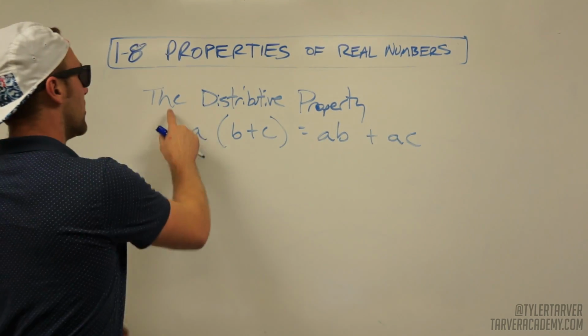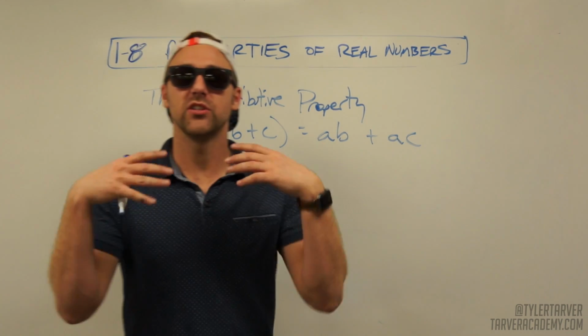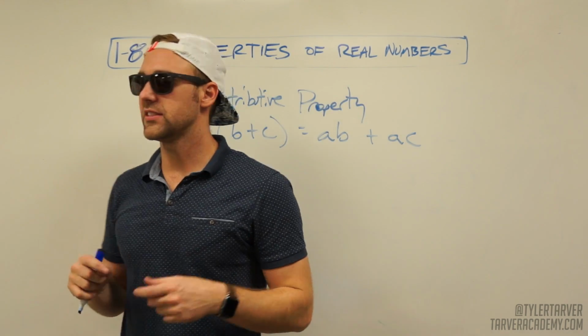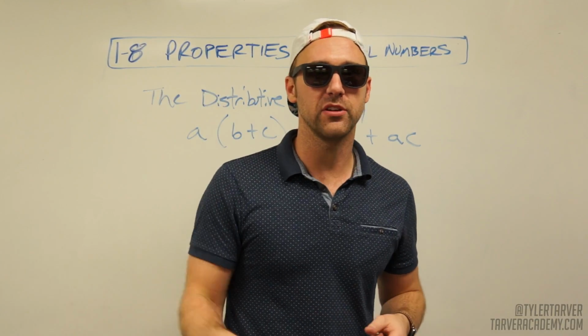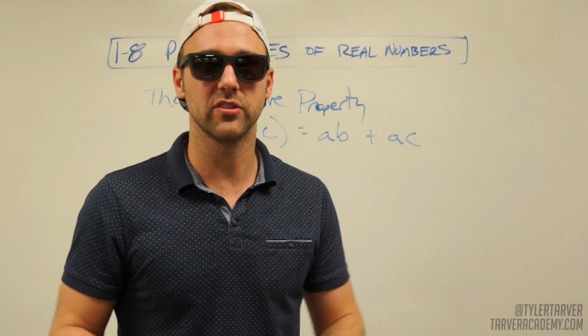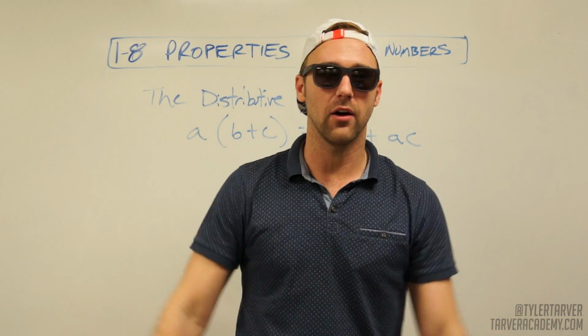So here we go. Talk about the distributive property. Distribute means that you hand things out equally. So, for instance, if I had a loaf of bread and I want to distribute it to 4 people sitting at a table, I would cut it into 4 pieces and give one to each person. That's distributing. You're distributing something out.